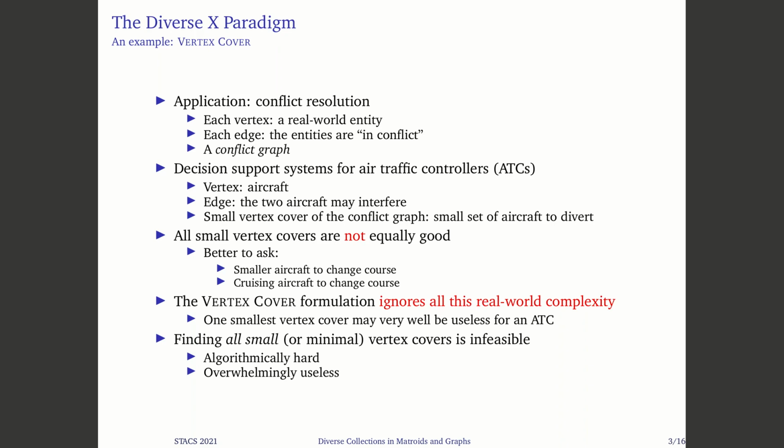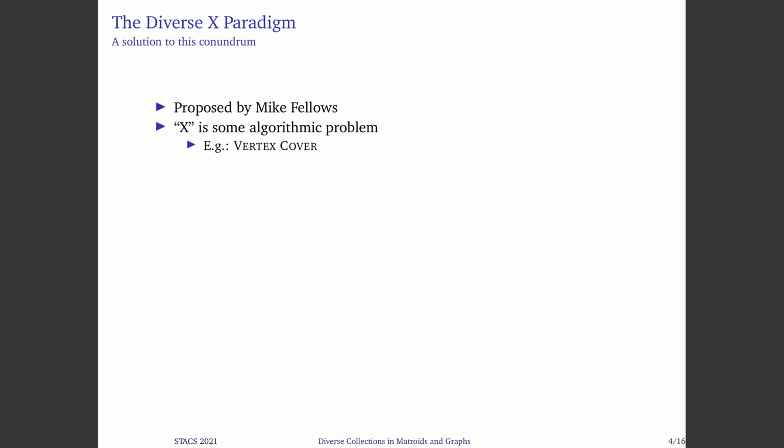On the other hand, finding all small vertex covers or all minimal vertex covers is also not a good idea. Firstly, it's very hard to do this because there are just so many such vertex covers, and even if we manage to somehow do this in a reasonable amount of time, the output is so huge that it just overwhelms the ATC and it's totally useless for their purpose.